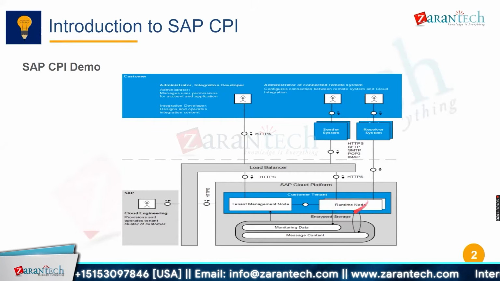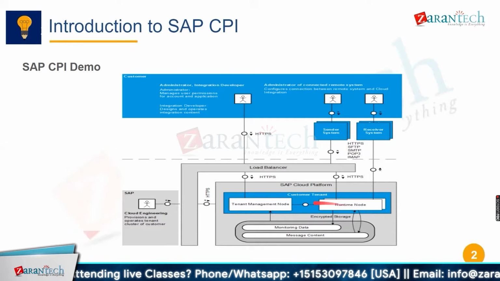Now, if I send some data, then this runtime node acts as a temporary database. It's basically like whenever you use any mobile application, we have two screens. One is front end and one is back end. The software is the back end, and the front end is the UI, the displaying screen. Here also, this tenant management node is the front end and the runtime node is the back end.